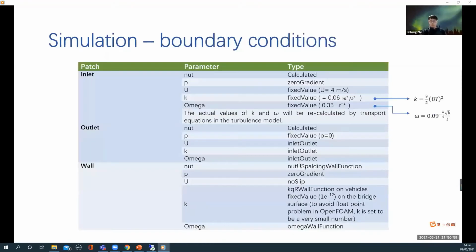As for the boundary conditions, the wind velocity is 4 meters per second, and the turbulence mixing length is 0.7. These two are exactly the same as in the wind tunnel report, and the values of k and omega are calculated by these two equations for the initial value, and then they will be calculated by the transport equation.